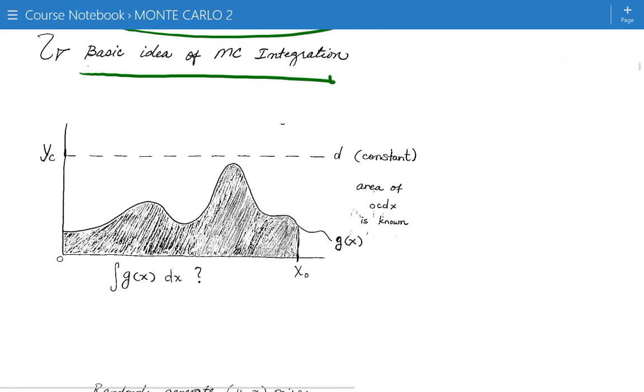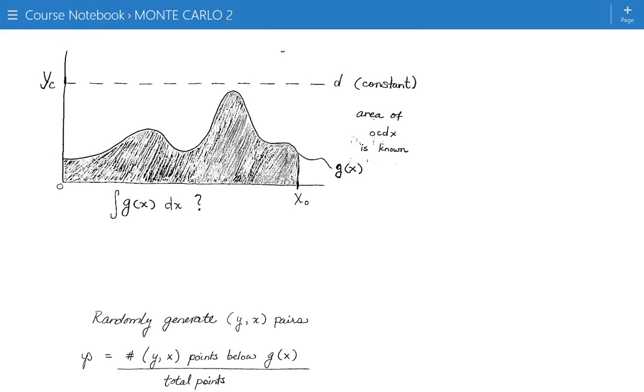Throwing darts. That's pretty much what we're going to do, although we're going to let the computer throw the darts. So let's think of it this way. Let's suppose that I have a function indicated here, a function of x. And this function, we'll just call it g of x, whatever arbitrary function it is. And I want to be able to integrate the area under that function from 0 to x naught.